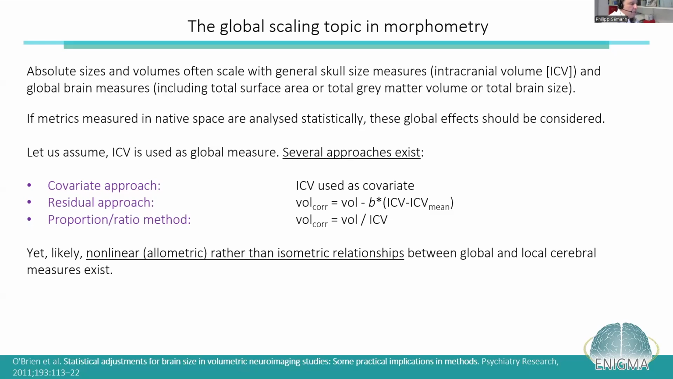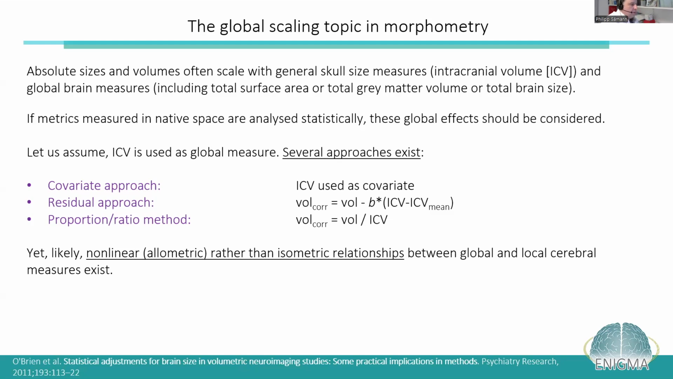A third method is called the proportion or ratio method. Here you simply divide your original volume by ICV. This can be useful because you perform the correction only within the individual. It can be problematic if there is no correlation, particularly no linear correlation with ICV, because then you are doing a kind of overcorrection. So probably approaches 1 and 2 are the most conservative ones that I would recommend.